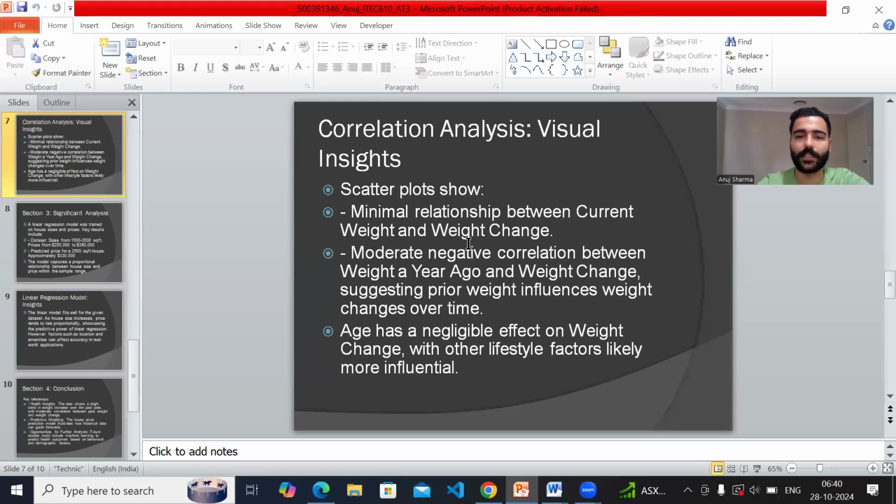On visually representing these, we get to know that there is a minimal relationship between current weight and weight change, and there was a moderate negative correlation between weight a year ago and weight change, which suggests that prior weight influenced the weight change over time. Age has a negligible effect on weight change, with other lifestyle factors being more influential.